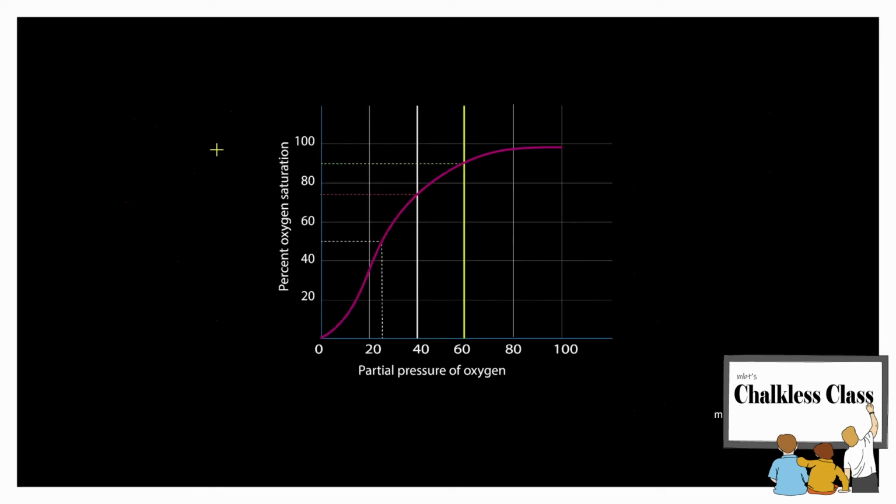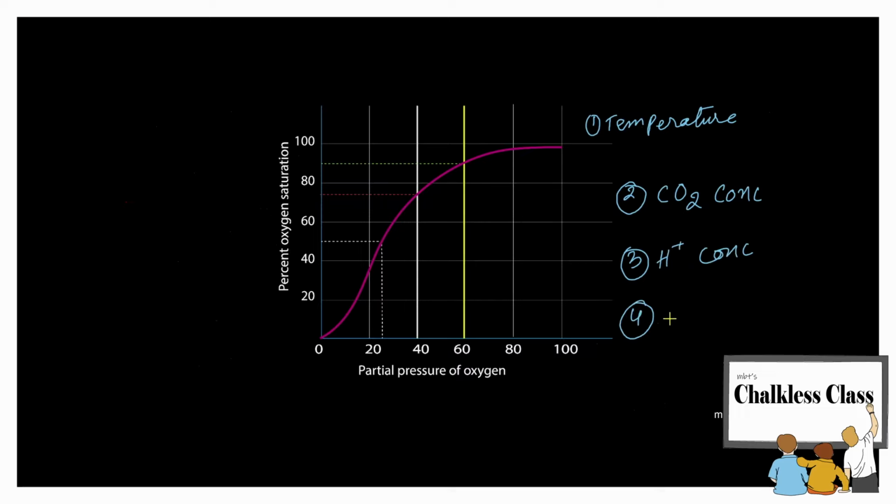Now the factors affecting the oxygen dissociation curve. One is the temperature. Second is CO2 concentration. Third is hydrogen ion concentration. And fourth is BPG, bisphosphoglycerate. Assume that on this side, high temperature, carbon dioxide concentration, hydrogen ion concentration and bisphosphoglycerate concentration bring changes in the sigmoid curve, or the oxygen dissociation curve.